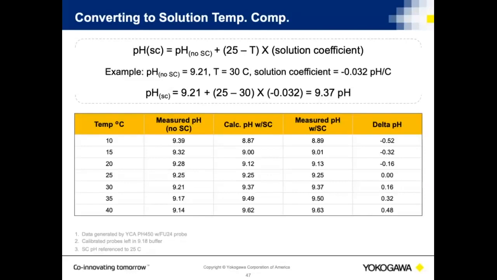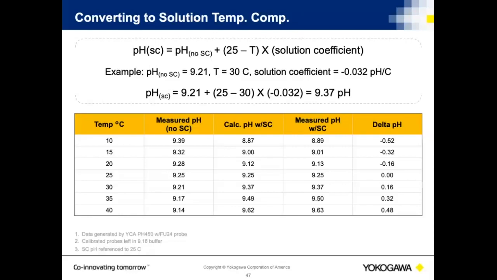Converting back and forth from solution temperature compensation. You notice at 25 degrees C, there is no difference. But as you move away from 25 degrees C, you will see a change. If you move from a measured value at 25 degrees C to 40 degrees C, it's a significant difference that can be realized in the actual pH.